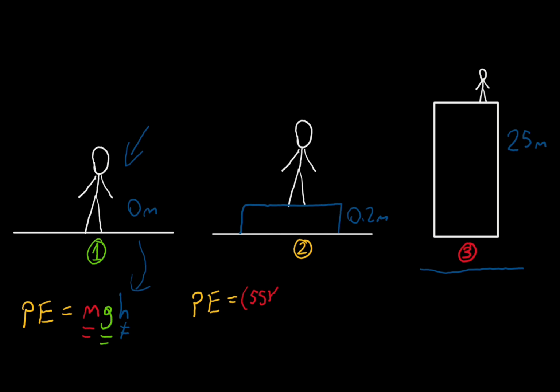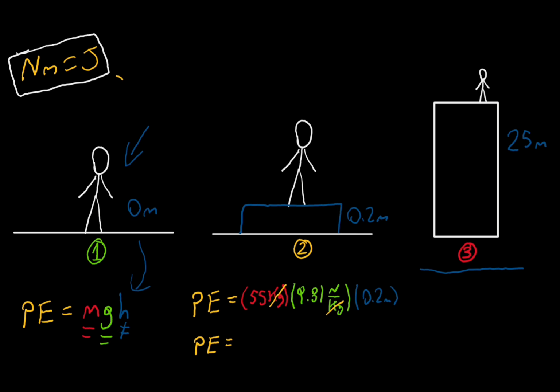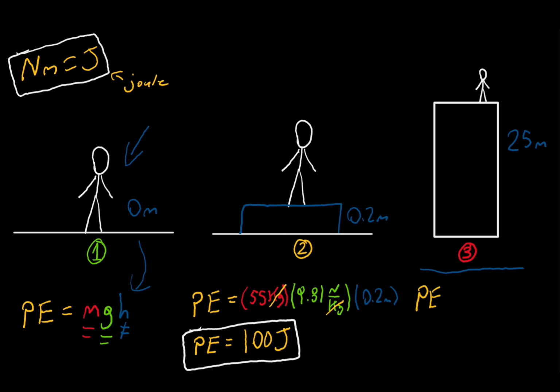We can plug that in, as well as the gravitational field of Earth, which is 9.81 newtons per kilogram, multiplied by the height of 0.2 meters. Here, kilograms cancel out, and we are left with newtons times meters. When we do newtons times meters, we get the joule, which is the unit we use to measure energy. Anyways, for our final potential energy, rounding to one significant digit, we get 100 joules.